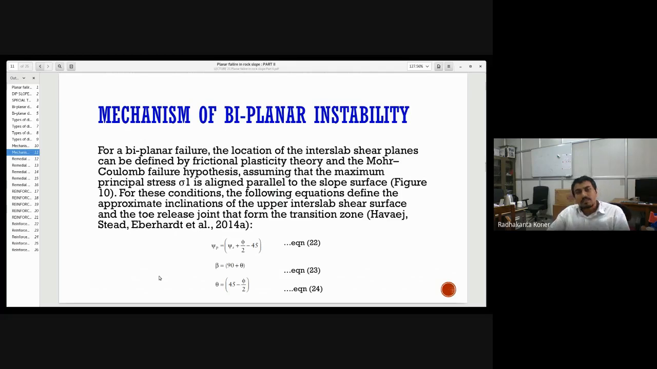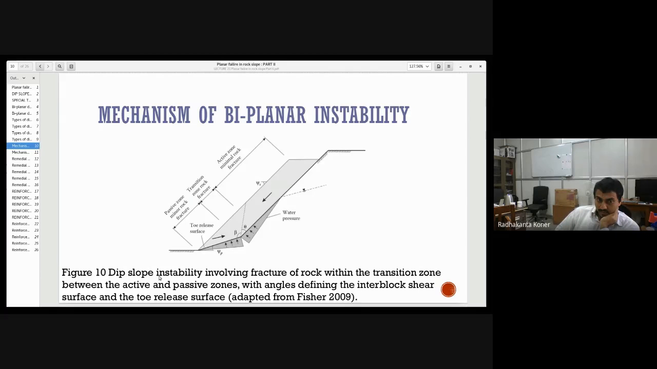Now, this biplanar mode of instability can be studied using the Mohr-Coulomb failure hypothesis. Using this failure hypothesis, they have come out with this relationship: psi p is equal to psi s plus phi divided by 2 minus 45. This is basically coming from this figure. Psi s is the angle of the slope surface or slope face here, and psi p is the weakness plane angle.